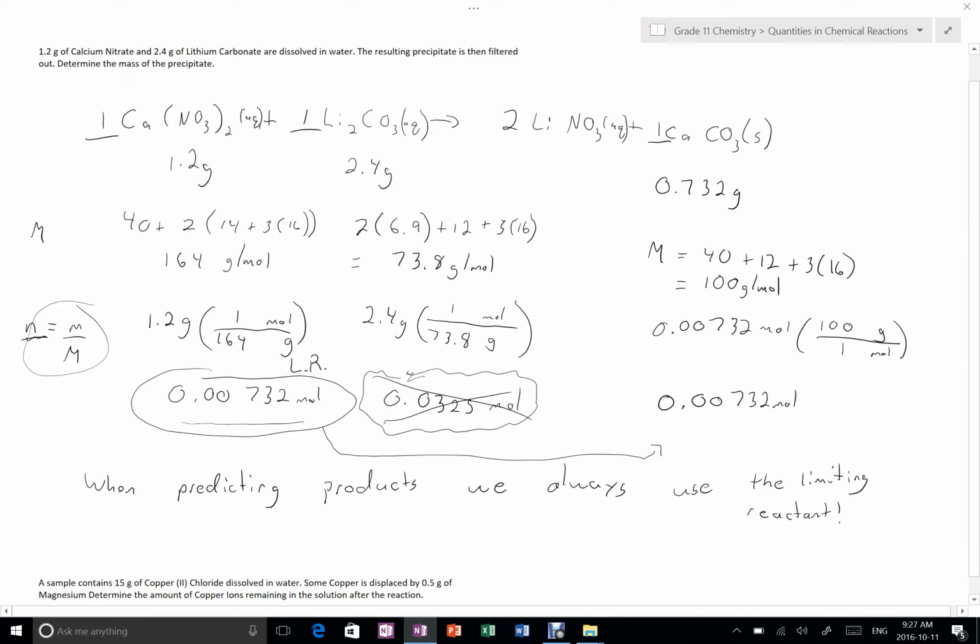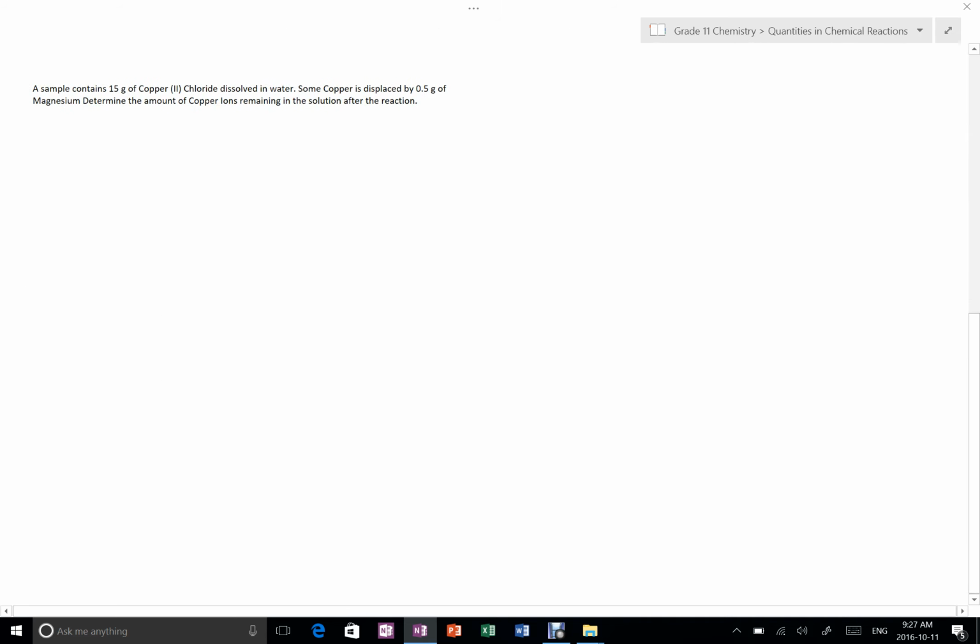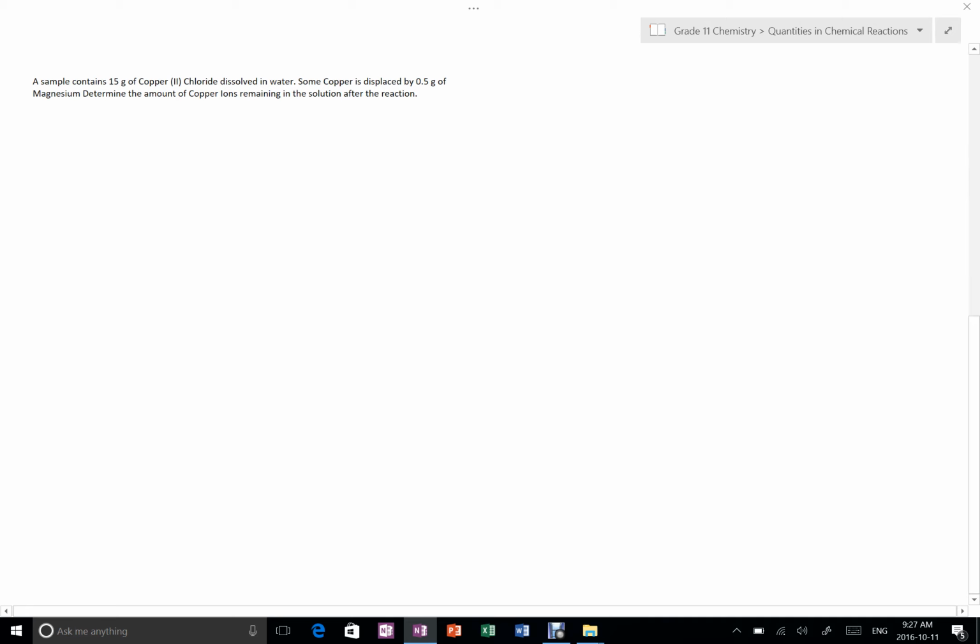Let's look at one more. A sample contains 15 grams of copper(II) chloride dissolved in water. CuCl2 dissolved in water. It was copper 2, so you cross the 2 over, that's why it's copper with 2 chlorines. Some copper is displaced by 0.5 grams of magnesium.